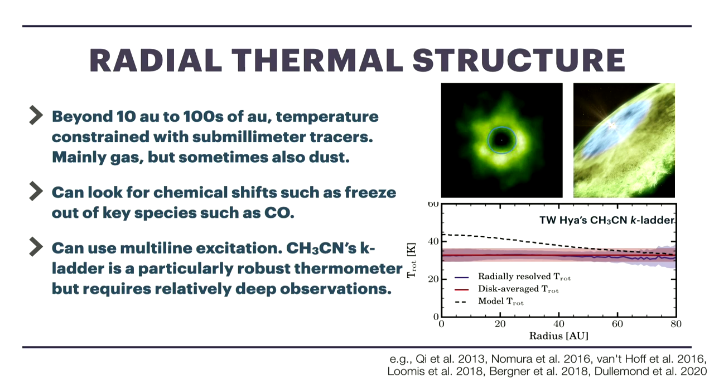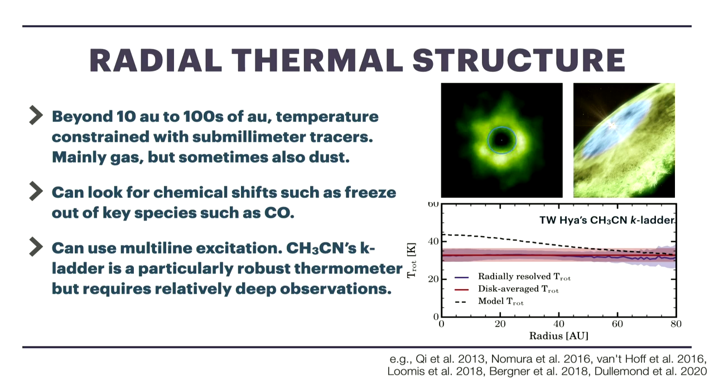CO. Other options out there, for example, you can do multi-line analysis again. For example, methyl cyanide, CH3CN's K-ladder is easily observable in one go, and it's a pretty robust thermometer, but it requires relatively deep observations, but it has been detected now in disks.